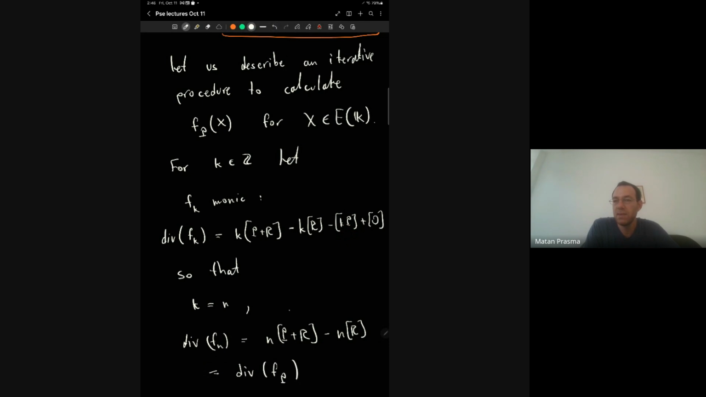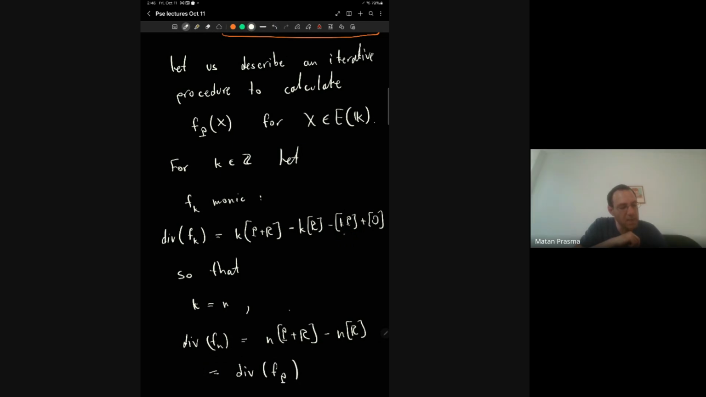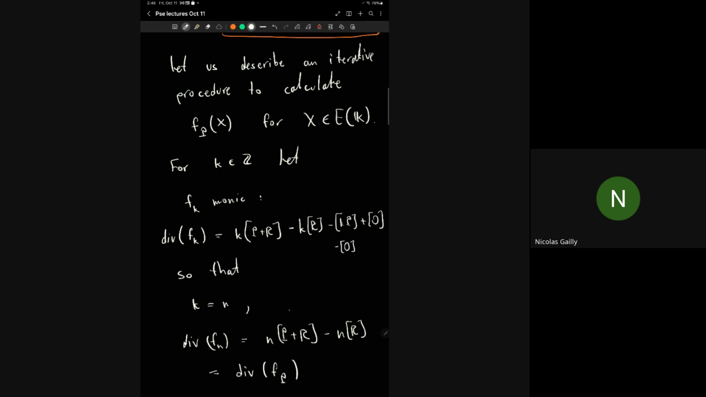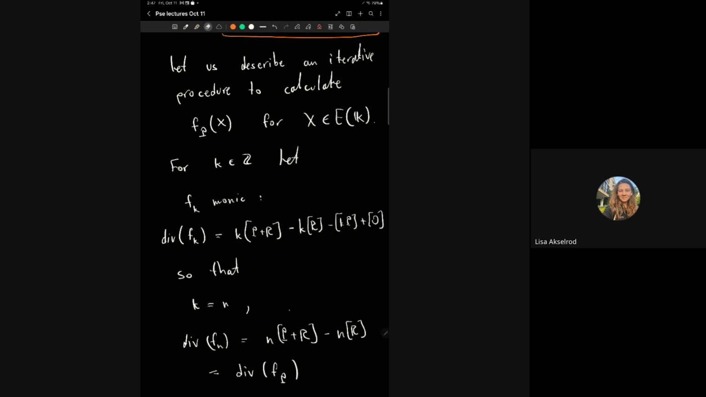Is this clear? I understand why the kP disappeared when k equals n. Why does the O disappear? Because it doesn't disappear, it becomes a minus [O], right? Ah, okay, that's right. Yes, makes sense. Arnaud, do you follow, Lisa? I'm kind of following on the technicalities, but yeah, okay, let's assume I'm following.